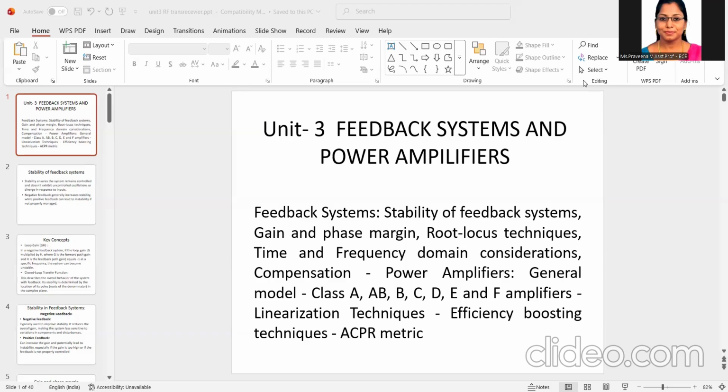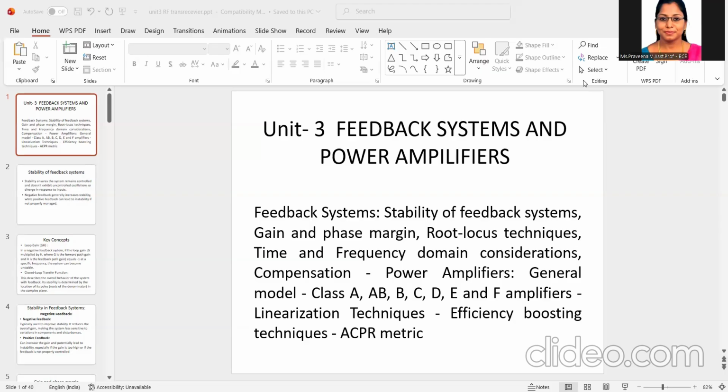Then, this unit also focuses on power amplifiers, which are used to increase the power of a signal before transmission. That is, the different classes of amplifiers, such as class A, class B, class AB, class C, class D, class E, and class F. You have already studied it in electronic circuits, right? So in this unit, we are going to study the different types of amplifiers with respect to operation, efficiency, and applications.